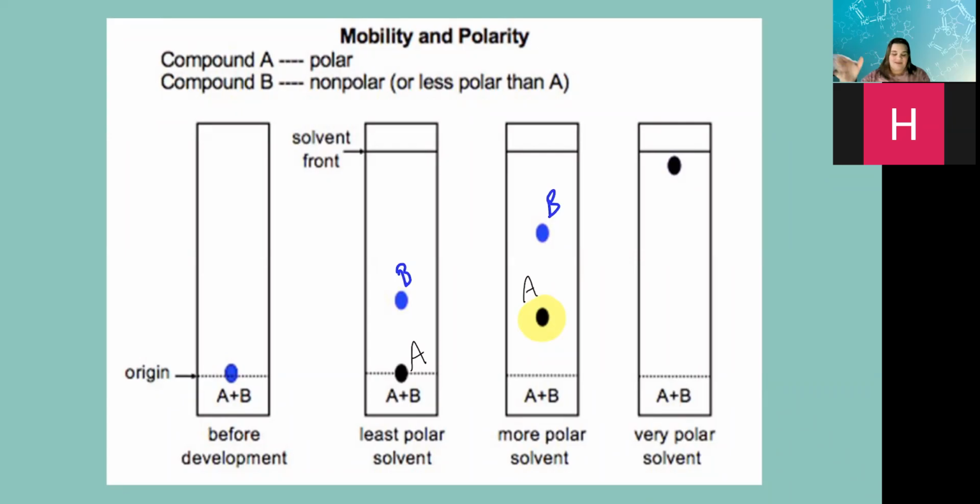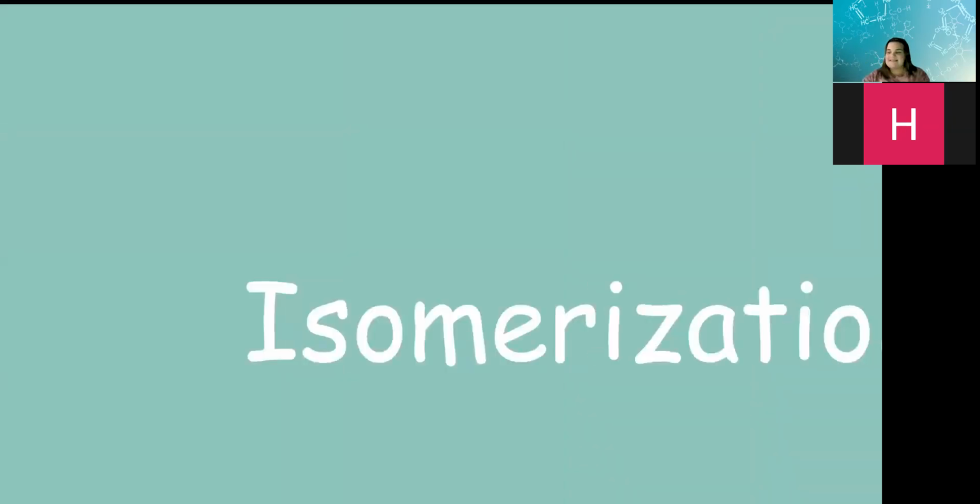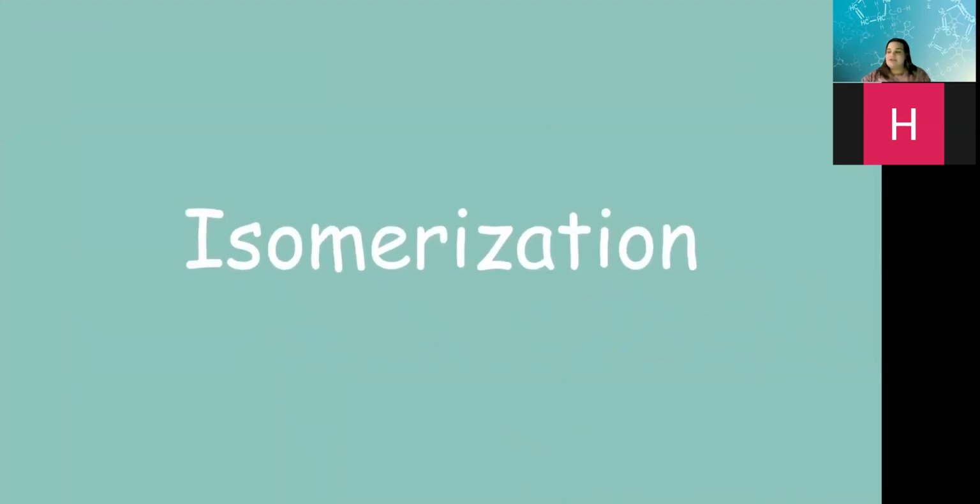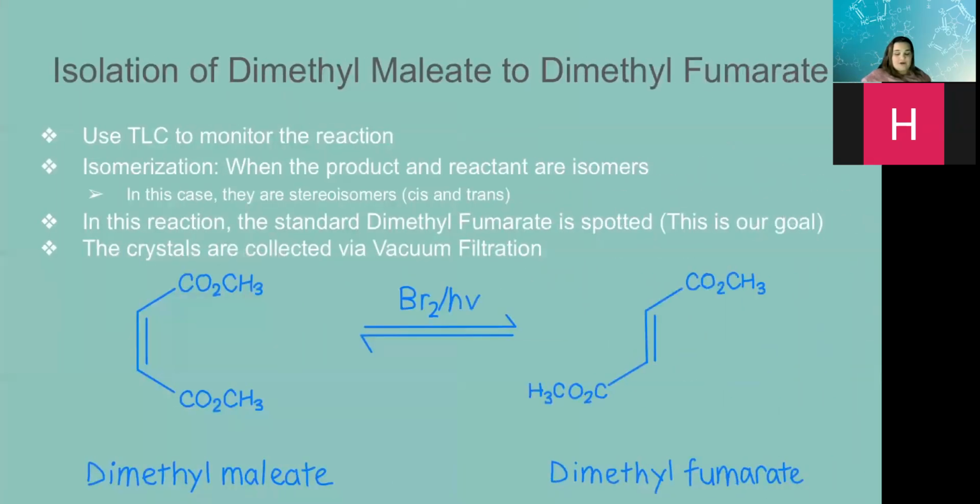So here we go. Next slide, isomerization. So that was just kind of a TLC recap. Now we're going to get a bit into the reactions. So the first lab that this theory quiz covers is isomerization of dimethyl maleate to dimethyl fumarate. What do we do here? We use TLC to monitor the reaction.